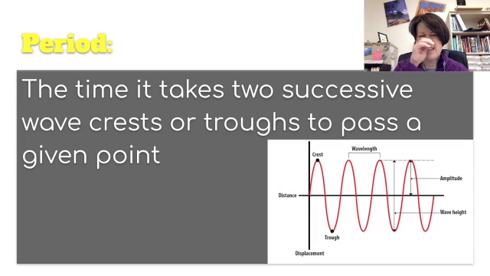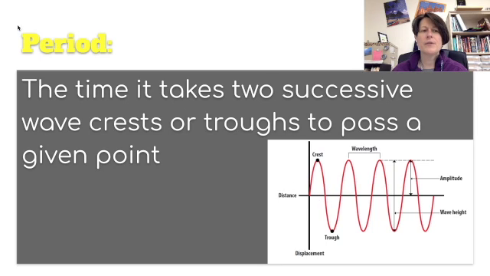And then the last quantity is period, the time it takes two successive wave crests or troughs to pass a given point. So for this, for example, if this was 1 second, it would take one complete wave, 1 second, okay? Now, if more waves pass that point, it would be a shorter period of time. The period would be shorter.